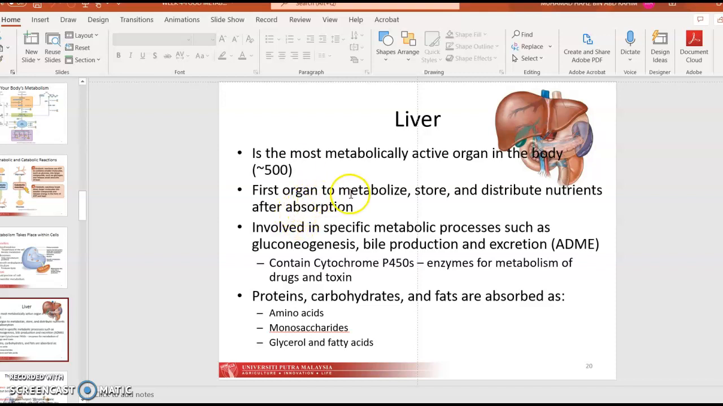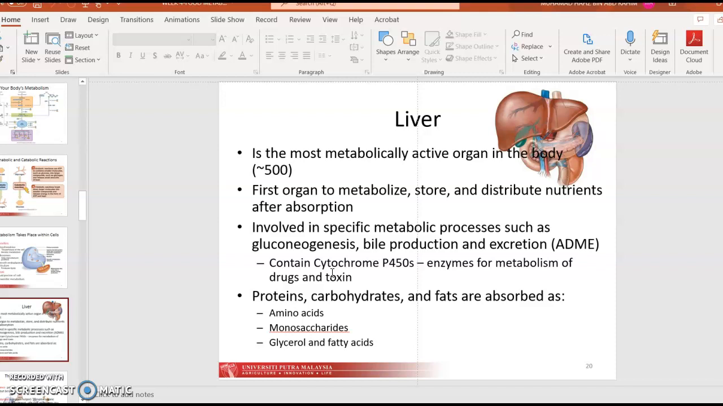So this is the first organ to metabolize, store, and distribute nutrients after absorption, involved in specific metabolic processes such as gluconeogenesis that only happens in the liver and kidney, bile production that only happens in the liver, and excretion, which is the concept in pharmacology called ADME, or absorption, distribution, metabolism, and excretion. It also contains cytochrome P450s, the most important enzymes for metabolism of drugs and toxins.